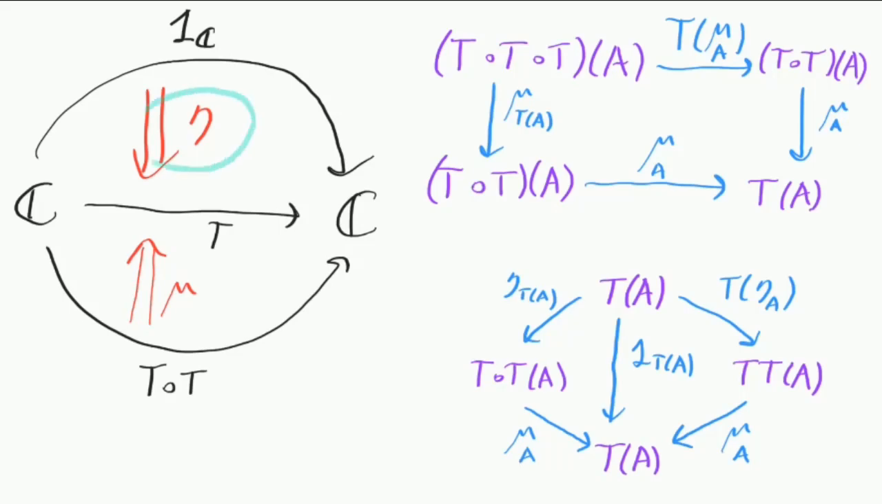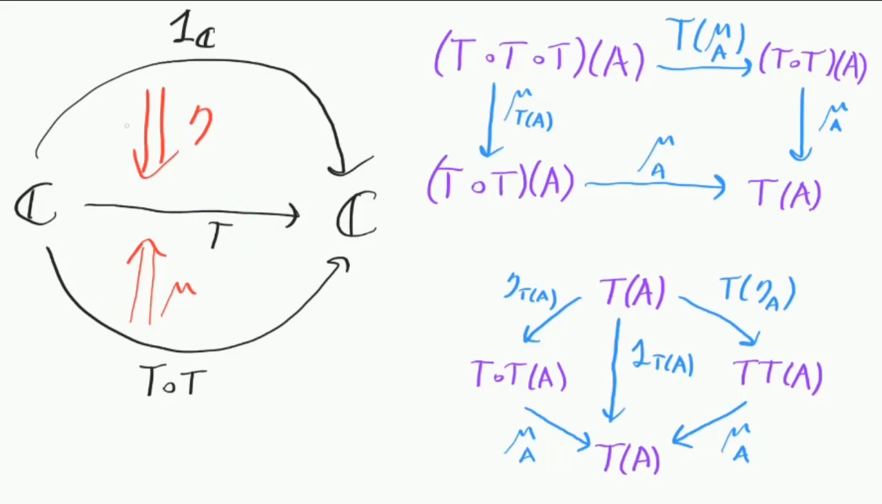Now this unit here, this natural transformation, goes from the identity functor of our category to the functor T. And this other natural transformation mu, the multiplication natural transformation, goes from T after T to T.